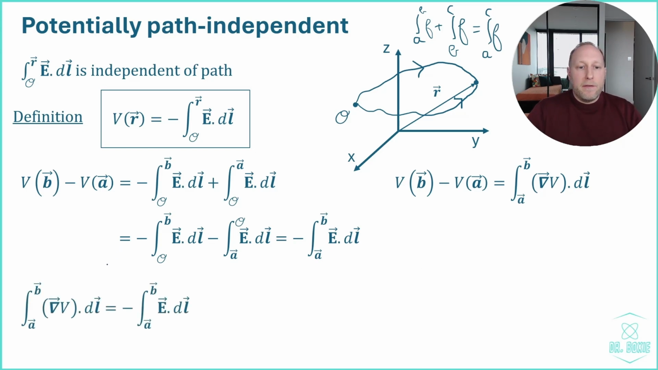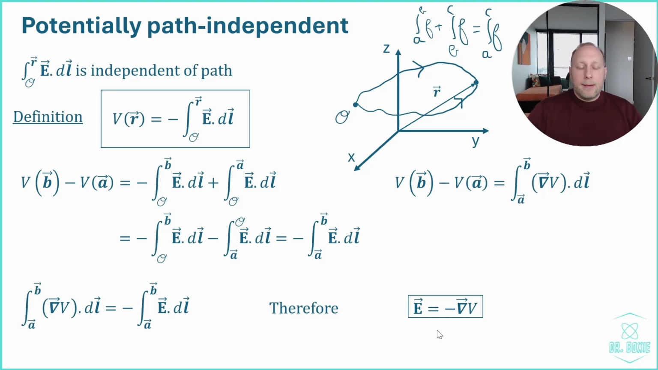So the integral from a to b of the gradient of V dot dl and negative the integral from a to b of E dot dl have to be equal to each other. And that is true no matter which path we take between a and b, and no matter what the points a and b themselves are. The only way for this to be true is for the integrands to be equal to each other, and therefore E is equal to negative the gradient of V. This is what we were looking for.